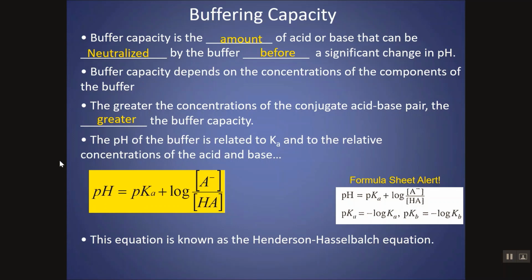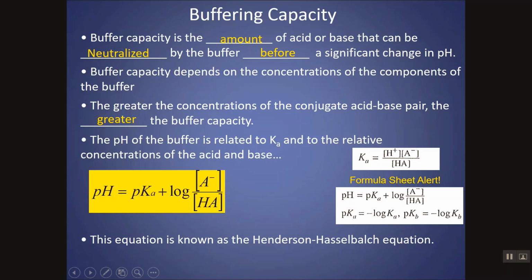For these buffer problems, you can use the Henderson-Hasselbalch equation, which is on your formula sheet. You'll see it over here. pH is equal to the pKa of your acid-base pair plus the log of your conjugate base over your initial acid. And remember, these square brackets mean concentration in molarity. This is actually just derived from that Ka equilibrium expression that is on your formula sheet as well. It's taking the log of both sides, so the log of Ka becomes pKa, the log of H plus becomes pH, and then you get the log of this ratio, A minus over HA. So it's really just derived from that.